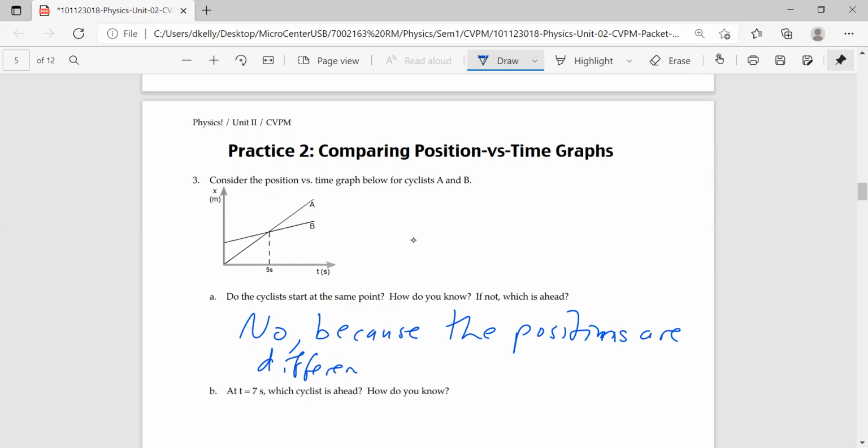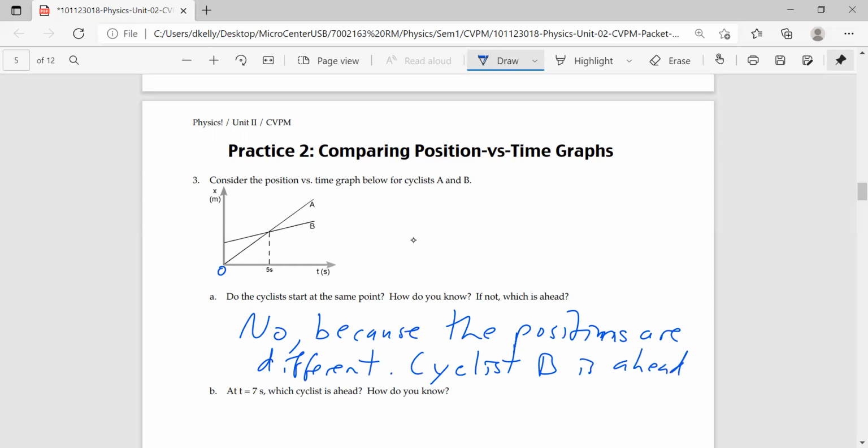And since the positions are different, we can clearly see which cyclist is ahead. Cyclist B is ahead at time 0, this is 0 meters, if you will, at 0 time. They both start at t equals 0, but they have different starting positions. Cyclist B is ahead of A.